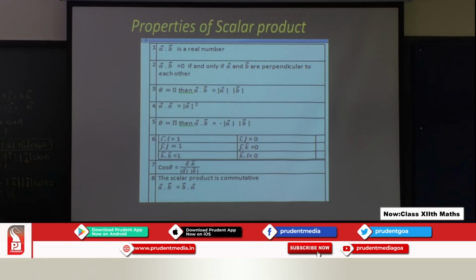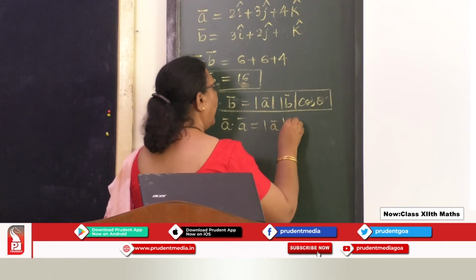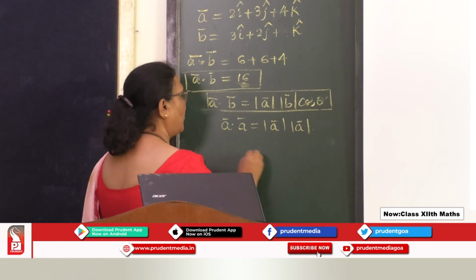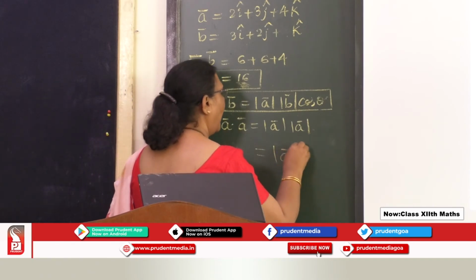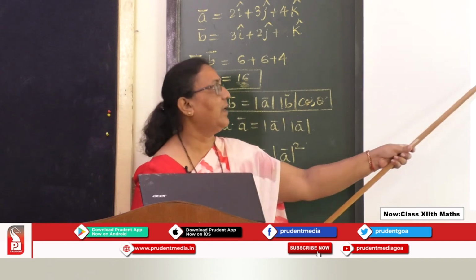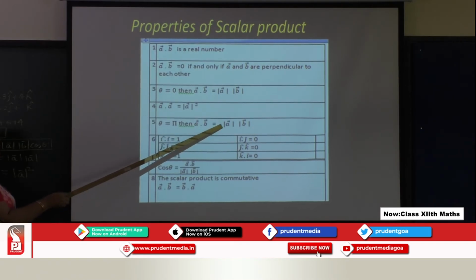Now A dot A will be the magnitude of A times the magnitude of A, and the angle between A and A is 0, cos 0 is 1. So you will get the magnitude of A the whole square. A dot A is the magnitude of A squared. Okay. When theta equals pi, in place of this you put pi here, and cos pi is minus 1. So A dot B is minus the magnitude of A times the magnitude of B, because cos pi is minus 1.